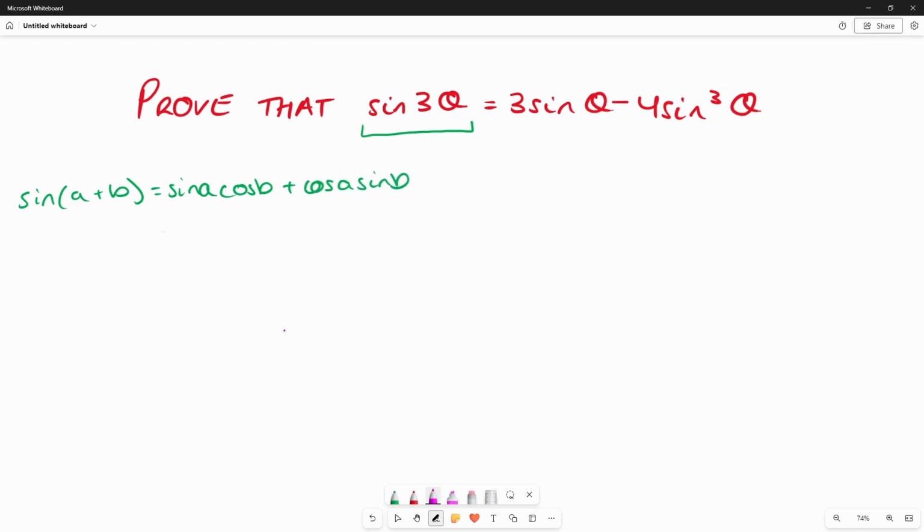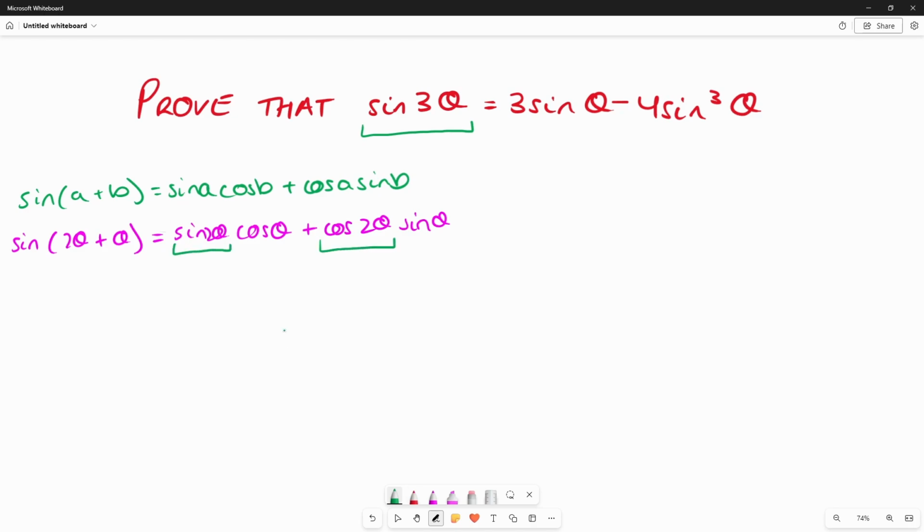So we can write sin 3θ as sin(2θ + θ), because 2θ plus θ would be 3θ, which equals sin 2θ cos θ plus cos 2θ sin θ. When we look at the answer to our proof, there's no cos θ, no cos 2θ, and no sin 2θ, so we're going to have to get rid of them. Let's focus on these two first.